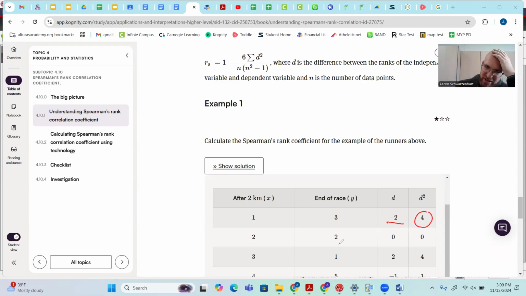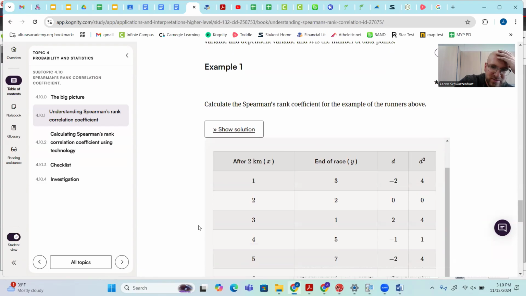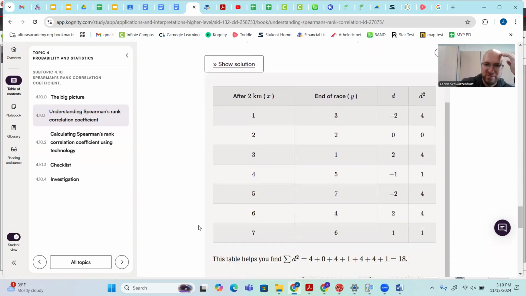The order that I subtract doesn't really matter. 2 minus 2 is 0. 3 minus 1 is 2. Again, D squared is 4. And we can add all of these values up, and this gives me all my D's. Notice here they give you the sum of the D squareds is 18: 4 plus 4 plus 1 plus 4 plus 4 plus 1.